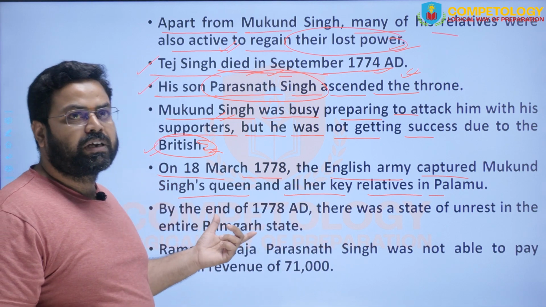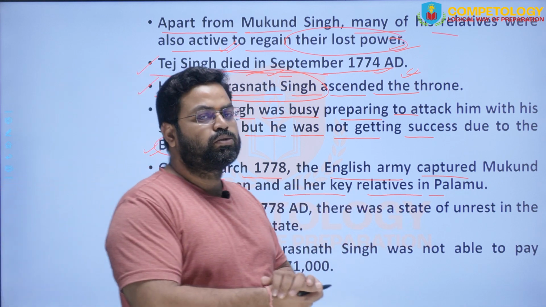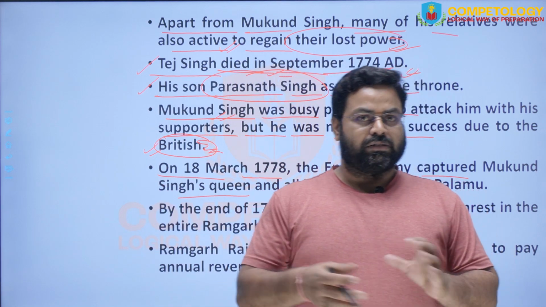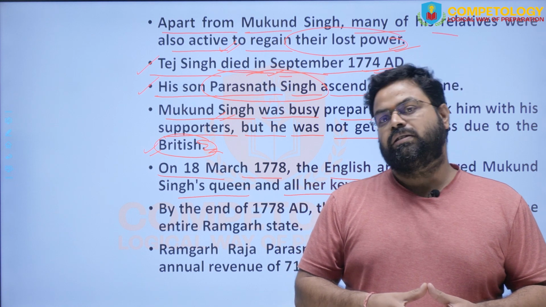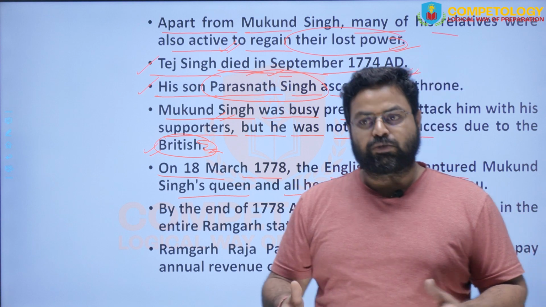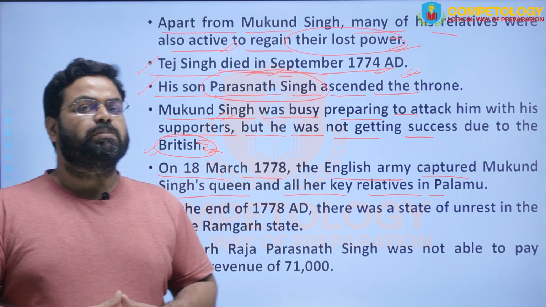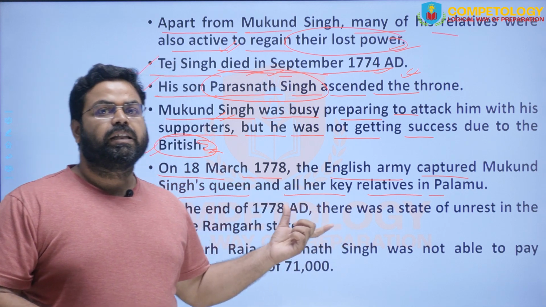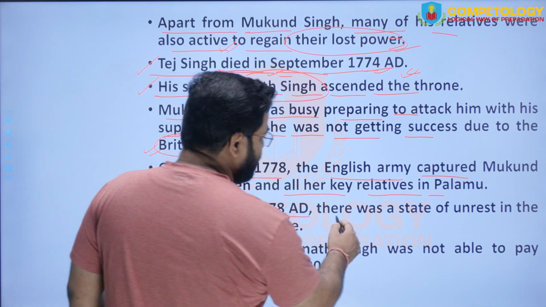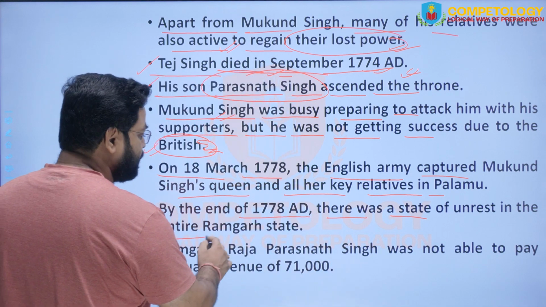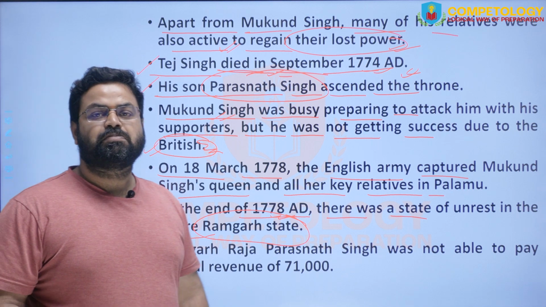But this infuriated the subjects of Mukund Singh. At that time, even the subjects used to consider their queen like a mother, just as women are respected even today in India. So the subjects got infuriated because of this act of the Britishers, that they had captured their queen mother. And for that matter, what happened? By the end of 1778, there was a state of unrest in the entire Ramgarh state. The subjects revolted against the Britishers as well as Parasnath Singh.